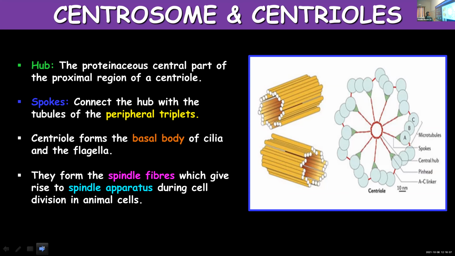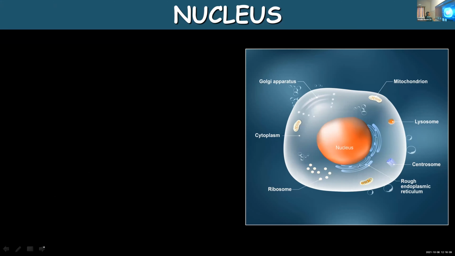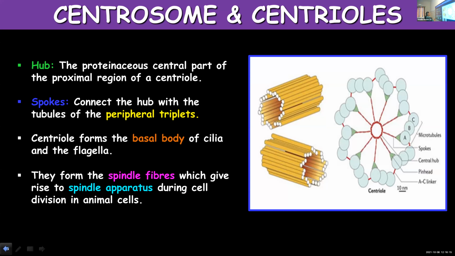In plant cells, I told you, centrosomes are not found. Instead, they have other structures from where spindle fibers are produced. But in animal cells, centrosomes are present, and each centrosome consists of 2 centrioles. These centrioles form the basal bodies from where cilia and flagella are produced, and they also help in producing spindle fibers which form the spindle apparatus, helping in the alignment of chromosomes at the time of cell division.